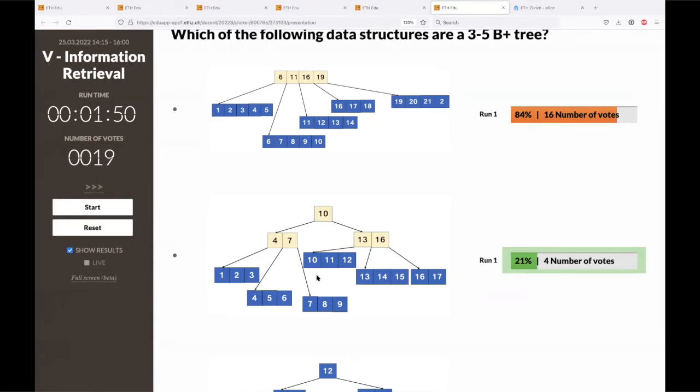Not in class and not in chat. Okay, then you might remember that the rule of the minimum does not apply to the root. That's the exception in a B plus tree.